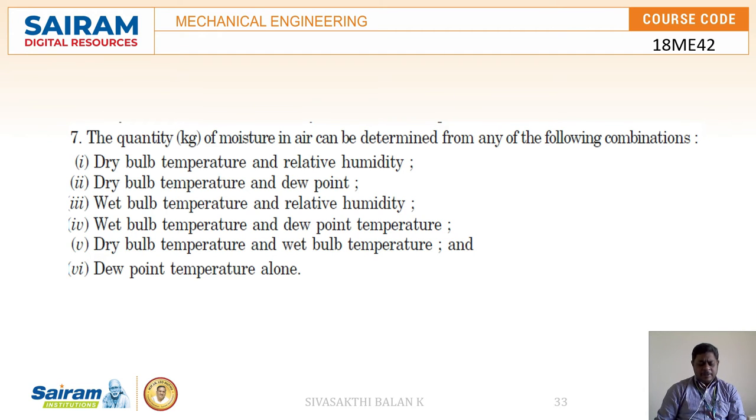Most importantly, we can also calculate the quantity of moisture present in the air by using the psychrometric chart if you know some values, like dry bulb temperature and relative humidity, or dry bulb temperature and dew point, or wet bulb temperature and relative humidity, wet bulb temperature and dew point temperature, or even the dry bulb temperature and the wet bulb temperature. Finally, even with only the dew point temperature we can easily quantify the moisture present in the air in terms of micrograms. This is the main advantage of the psychrometric chart.